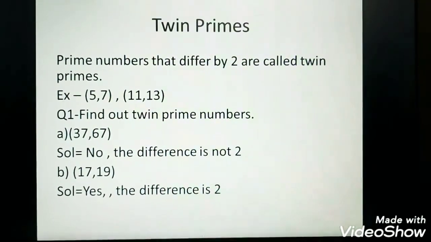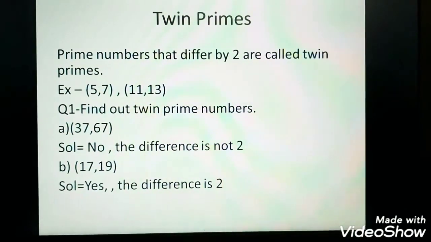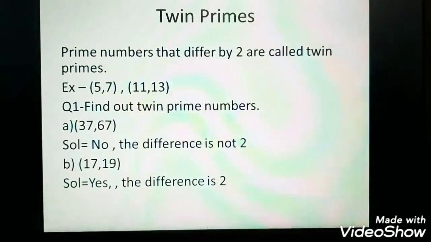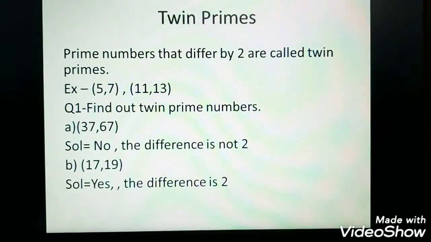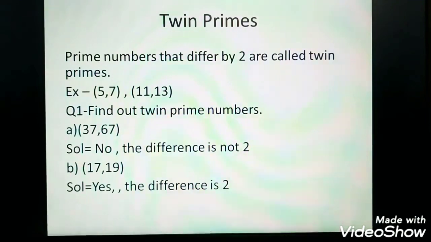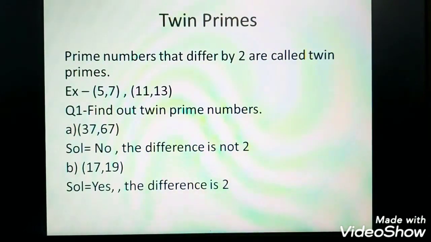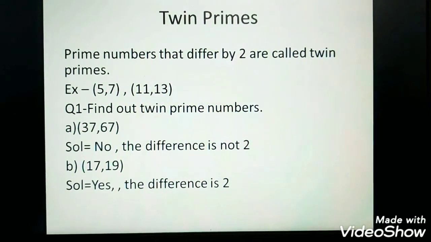Now the question number 1 is find out twin prime numbers. Now 37 comma 67. Now no. Why are these numbers not twin primes? Because the difference is not 2. Now the B part is 17 comma 19. These numbers are twin prime numbers. Yes. Why? Because the difference is 2.